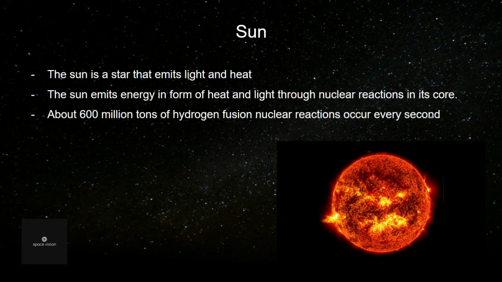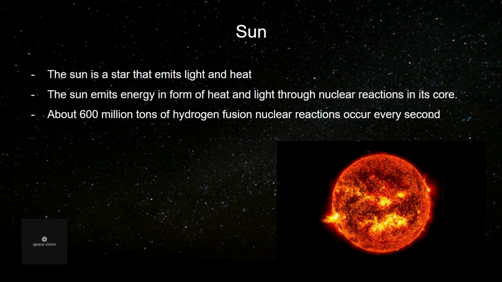Okay, and then we have got the sun. So the sun is a star that emits light and heat in form of energy. The sun emits energy in form of heat and light through nuclear reactions in its core. So on the sun, there are nuclear reactions happening which emit this energy that we are receiving in form of light and heat.